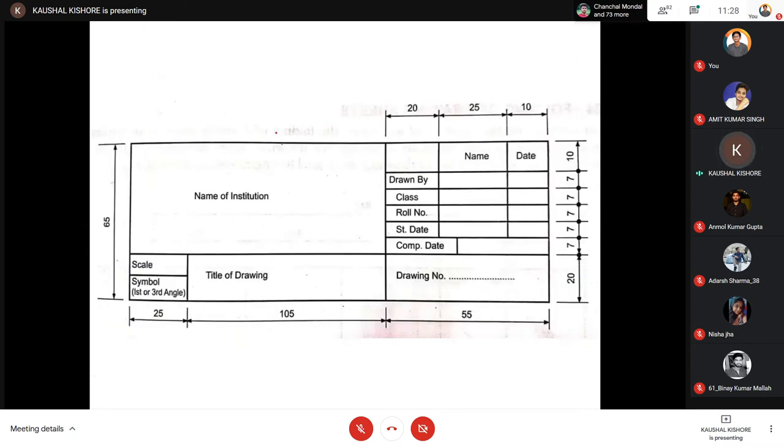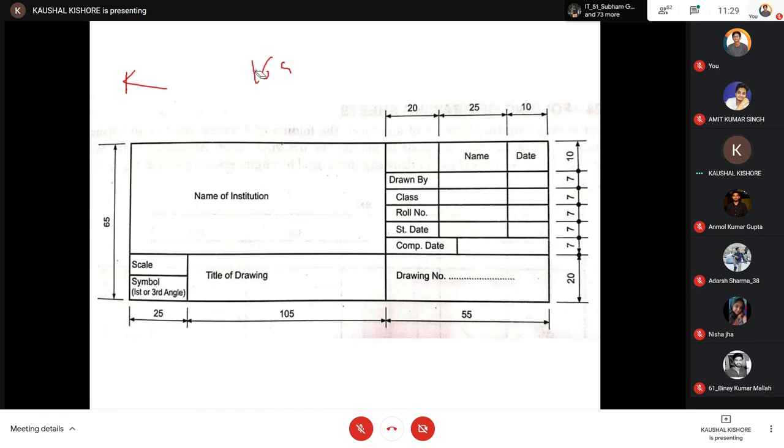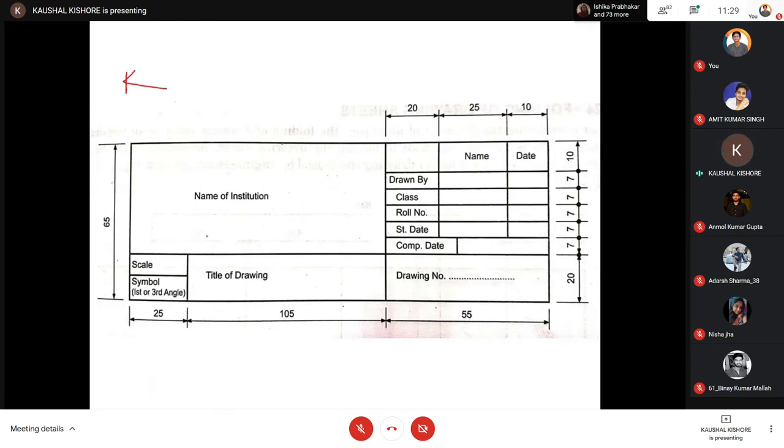This is the construction of the title block. This part is 185. So this line is 185. You can see from the bottom side this is 2500.